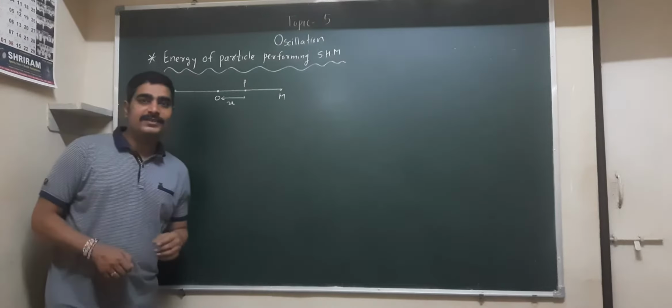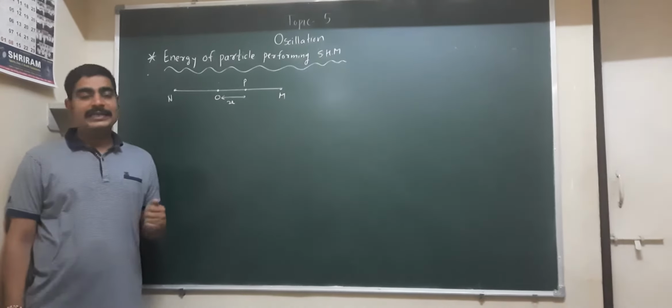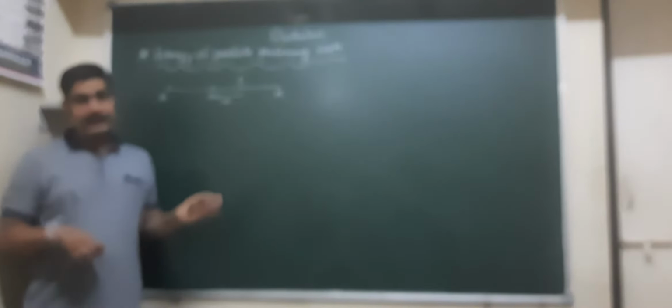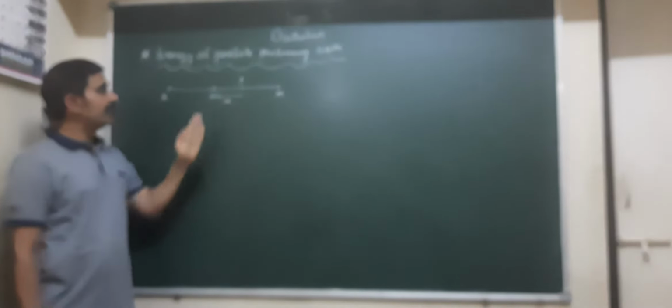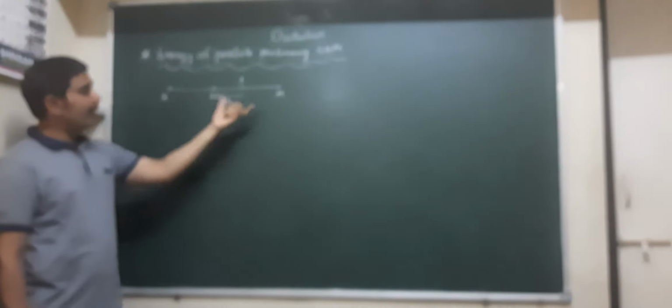Good morning, friends. Today we are going to see the next point of the topic, the energy of a particle performing SHM. Friends, this is a linear equation, so we are going to study the equation in three parts. Basically, we are going to derive three equations: the equation for the potential energy, the equation for kinetic energy, and the equation for the total energy.